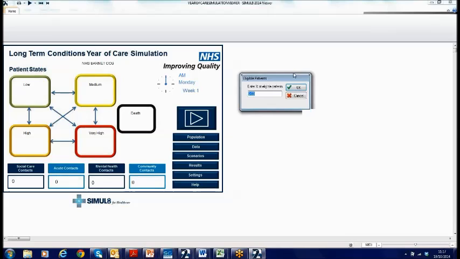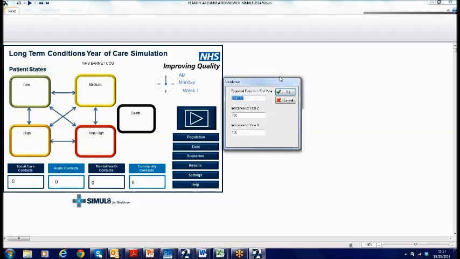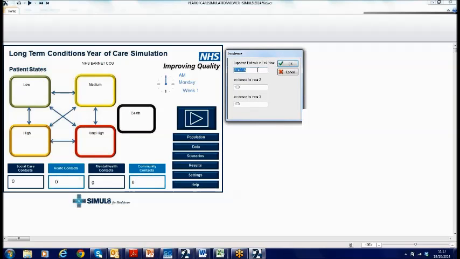Now, it is not the whole population of Barnet that you're going to be modelling. It's the proportion of that population, which is your long-term conditions group. Now, we've set this at 0.55%, but you can, again, change that. The next screen that comes up is showing you your number of patients in the first year, so I'll just make that a whole number of patients.